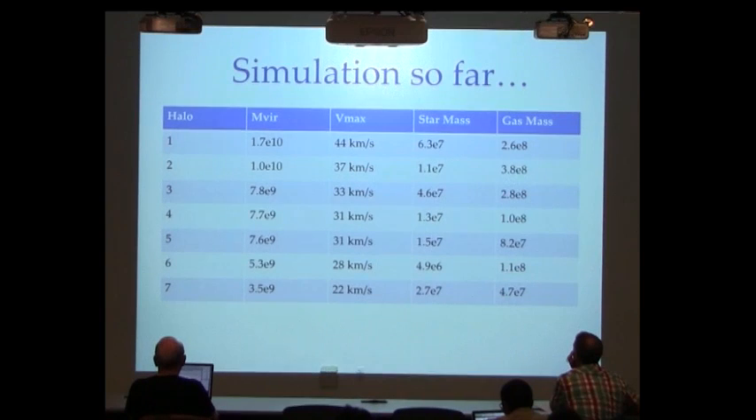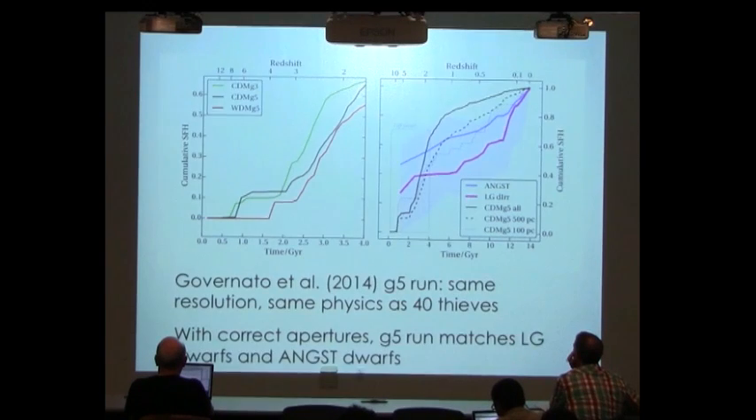And another thing that I wanted to point out on this slide is we form quite a few halos at a few times 10 to the 9. But we form quite a large dynamic range, about an order of magnitude in stellar mass. So this highlights the stochasticity of the star formation in these halos.